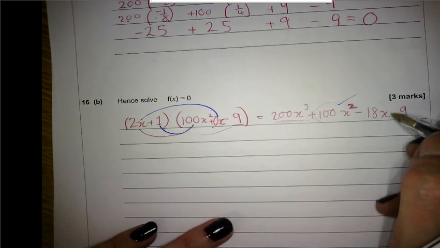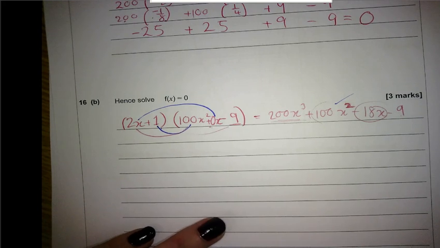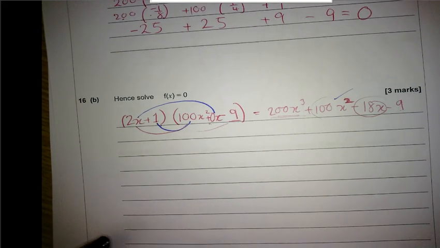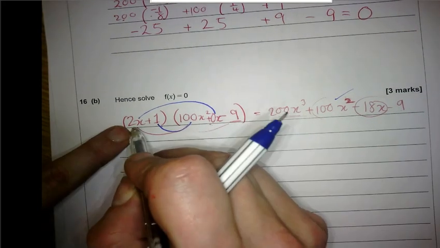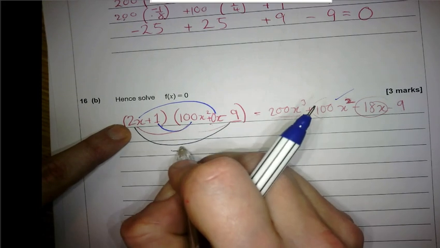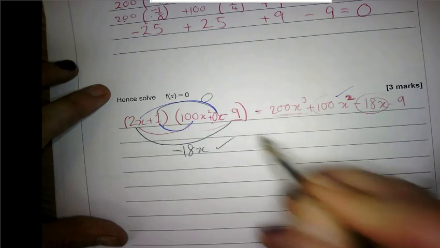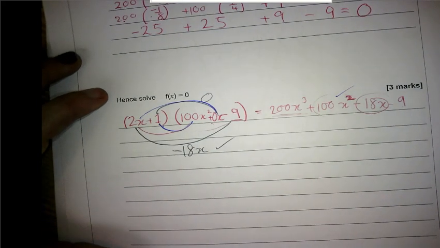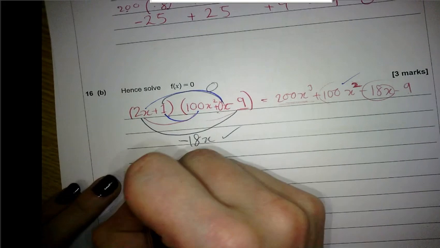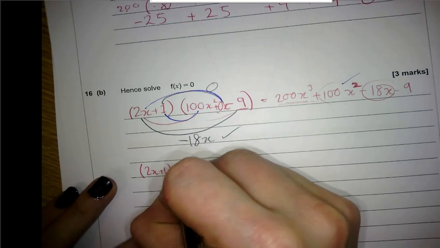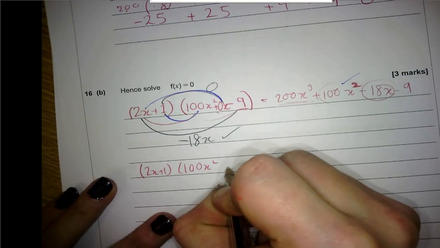Let's just check for the negative 18x term. So to get my negative 18x term, I would need to do 2x times minus 9. That would get me minus 18x. 0x times 1 is 0. So yeah, that would work. I would get minus 18x. So now I've got my 2x plus 1 and my 100x squared minus 9.